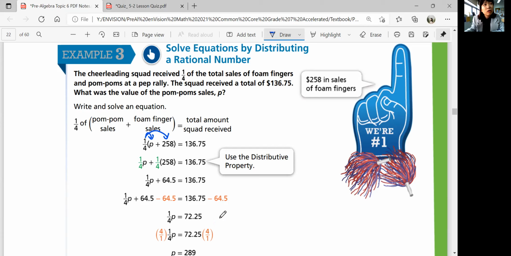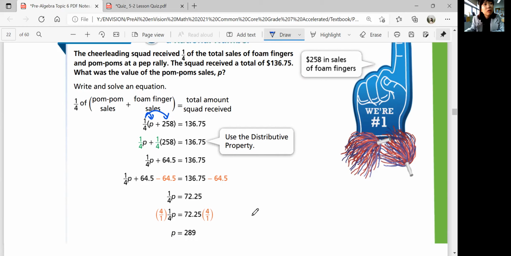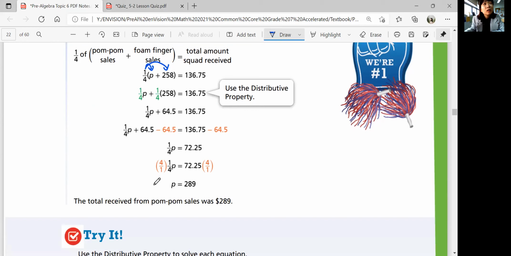And now you do the same thing, subtract 64.5. And what's the opposite operation of 1/4? Multiplying by 1/4, you multiply the reciprocal. 1/4 is like dividing by 4, so the opposite of dividing by 4 is multiplying by 4, or 4 over 1, that's the reciprocal, on both sides. You get P is equal to 289. The total received from pom-pom sales was $289.